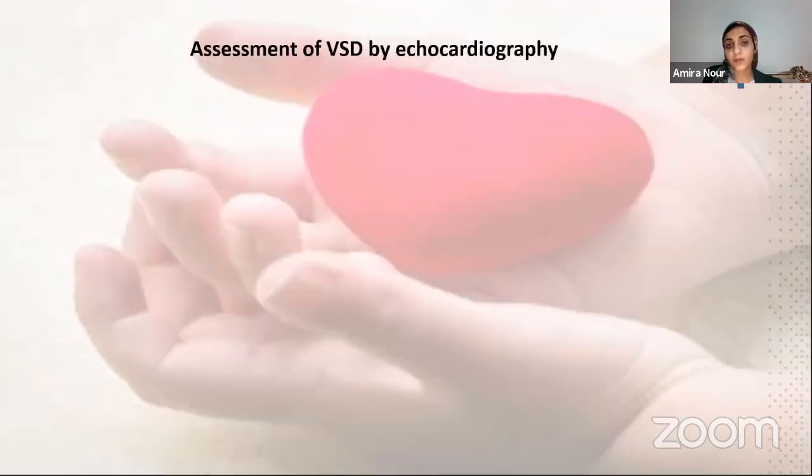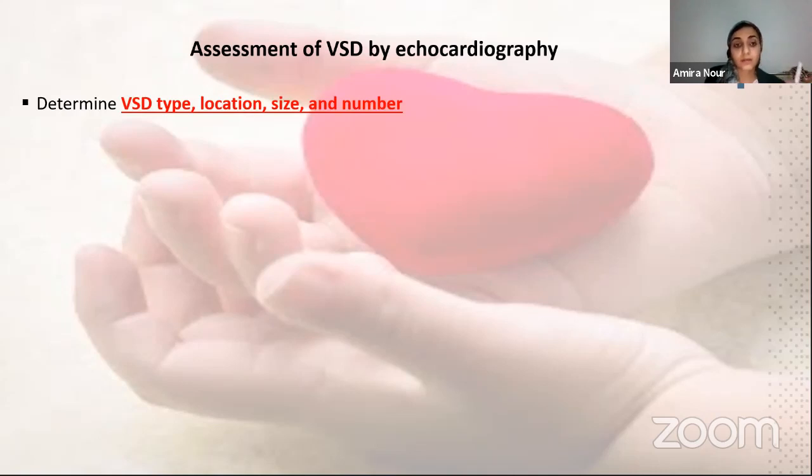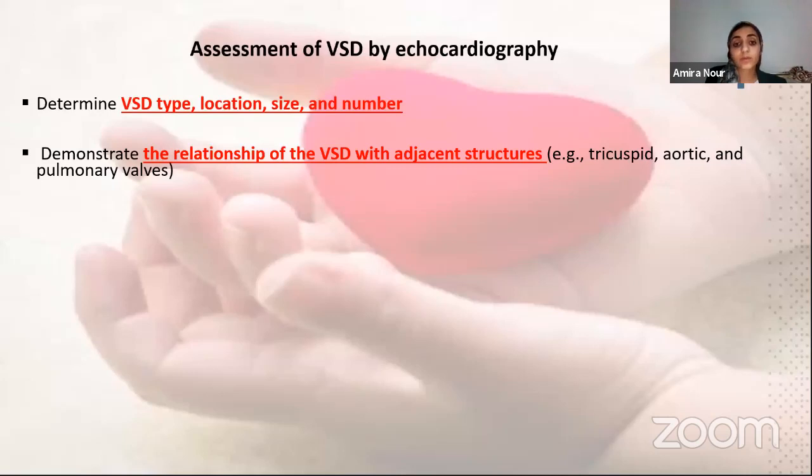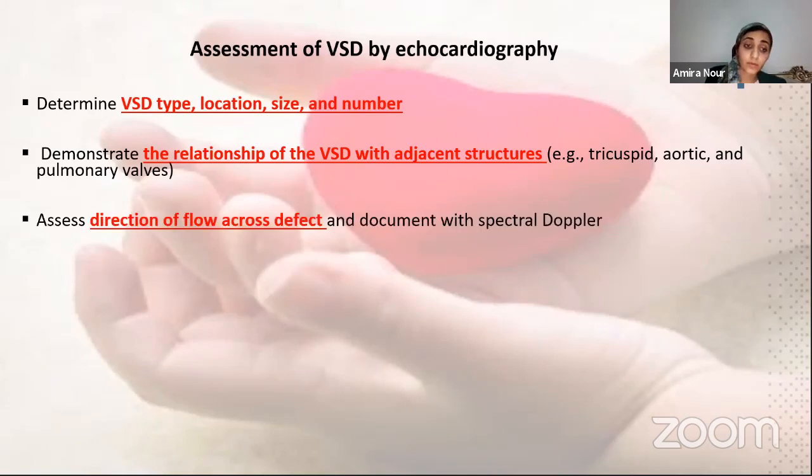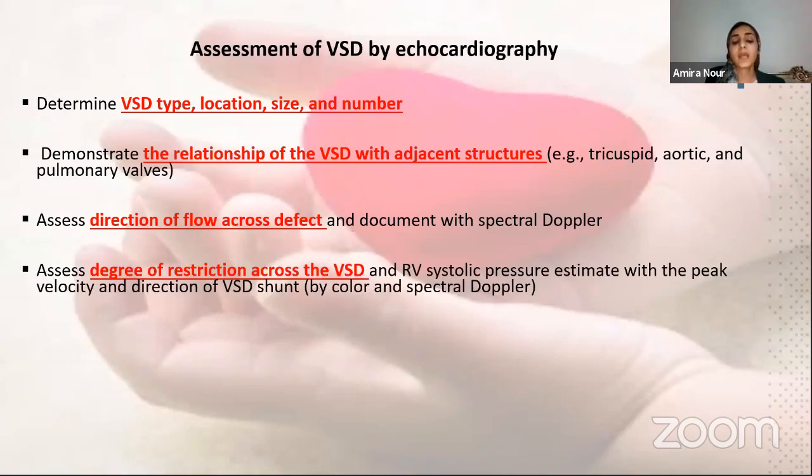Moving to the assessment of VSD by echocardiography. Echocardiography helps us determine the type and location of the VSD, which are two important items with the clinical implications we discussed before, as well as the size of the VSD and the number if there is more than one. It is very important to demonstrate the relationship of the VSD to the surrounding structures: whether it is close to the aortic valve, whether it is close to the tricuspid valve, is there tricuspid valve tissue aneurysm, and how close it is to the pulmonary valve. The direction of flow is also very important, whether it is shunting from left to right, bidirectional, or starting to shunt from right to left. And the degree of restriction of the VSD across the interventricular septum, whether it is a small restrictive VSD or a large non-restrictive VSD.